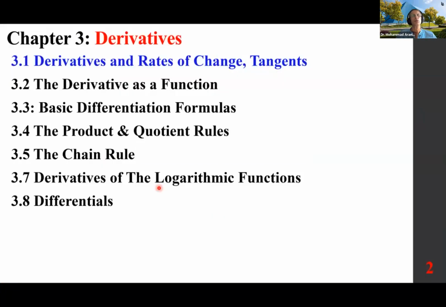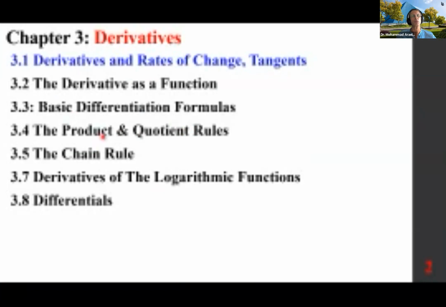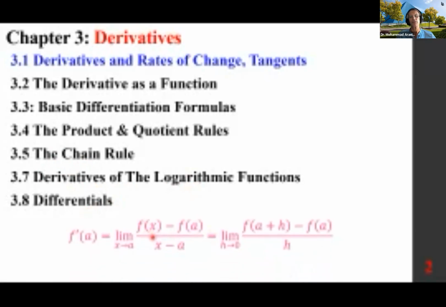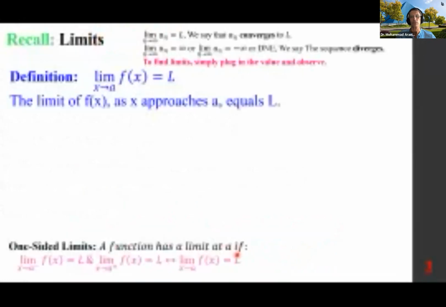So in Chapter 3, we're going to cover derivatives and rates of change, the derivative as a function, basic differentiation formulas, the product and quotient rules, the chain rule, derivatives of the log functions and differentials, and this is a general definition. We will look at it shortly. F prime of A is the limit of f of x minus f of A over x minus A as x approaches A, or the limit of f of A plus h minus f of A over h as h approaches 0.